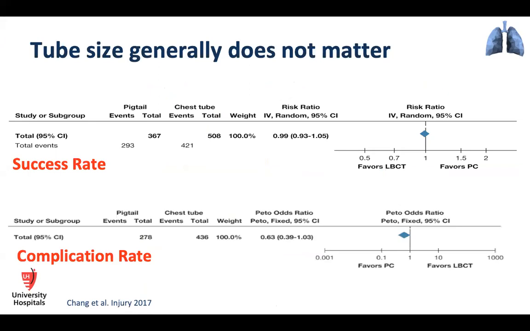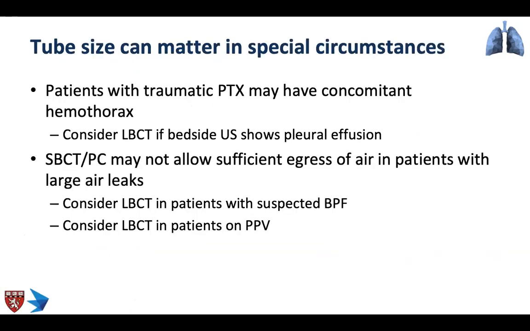So key facts about pneumothorax management: tube size does not matter. So large versus small, success is equal. Complication rate is higher with the large bore chest tube, and data favors using small bore chest tubes. Usually 14 and 16 French tubes is what we use for initial management. Now, tube size can matter if you have someone who has trauma and a concomitant hemothorax, in which case you should consider using a large bore chest tube. Sometimes if the pneumothorax is large, then you don't have enough egress of air with a small bore chest tube, and so it's important sometimes to upsize the tube.